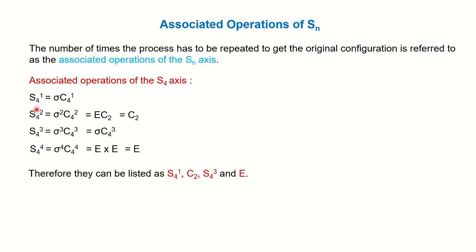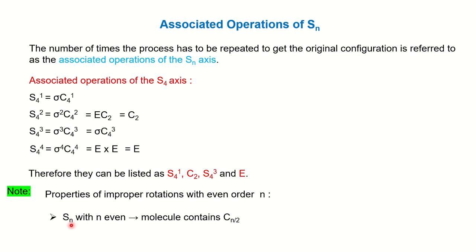If your order of axis is even, we can write a note on the properties of the improper rotation when your order is even: Sn with even number of n, the molecule contains Cn by 2. You can see Sn is here S4, so you are getting half of it as proper axis of rotation, that is C2. That is applicable for all even numbers 2, 4, 6 and so on. And moreover, Sn to the power n is equal to E. You can see here S4 4 is equal to E, identity.